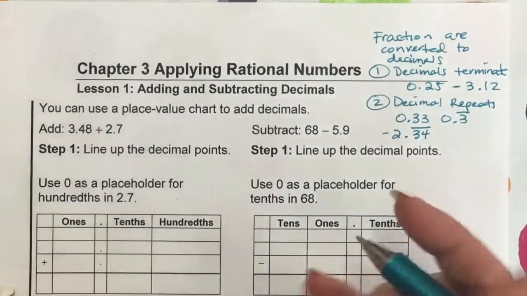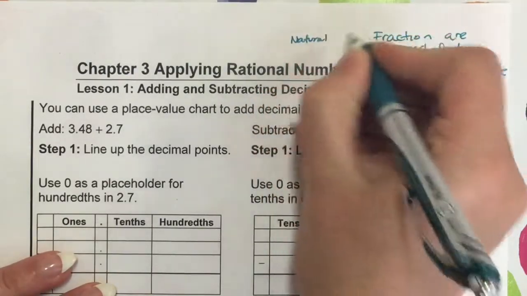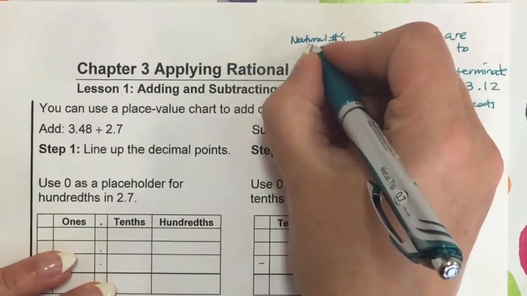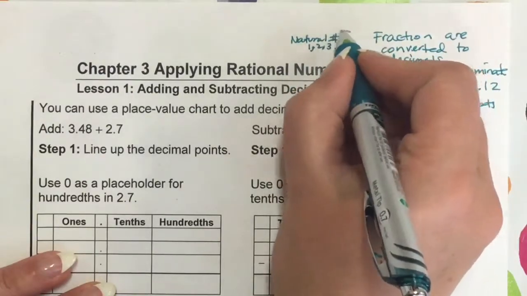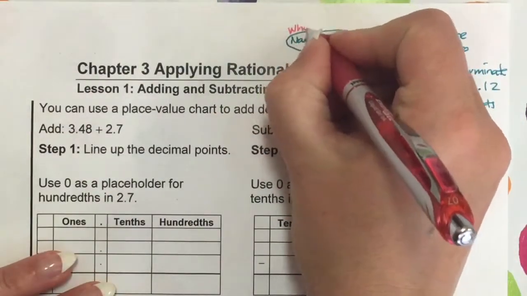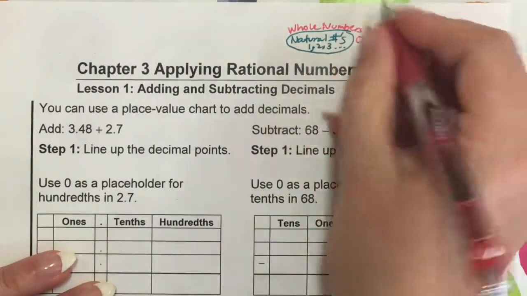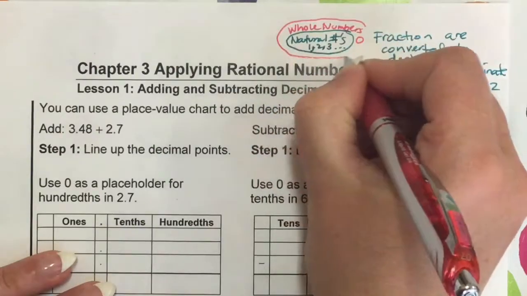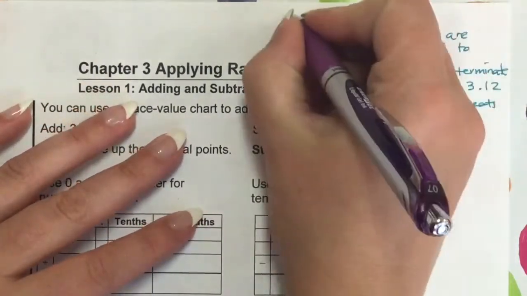But like what we talked about before, rational numbers can also be natural numbers. Remember, that's 1, 2, 3, and so on. They can be whole numbers. And remember, the only addition to whole numbers is that they are natural numbers, but they add the number 0. And then rational numbers are also integers.